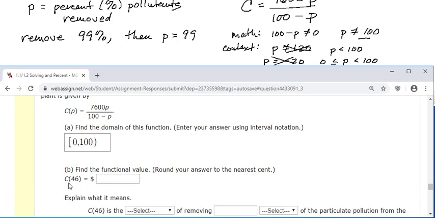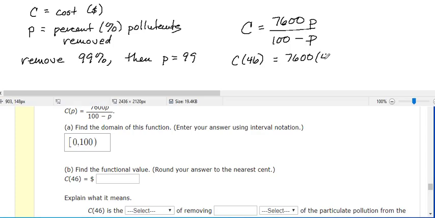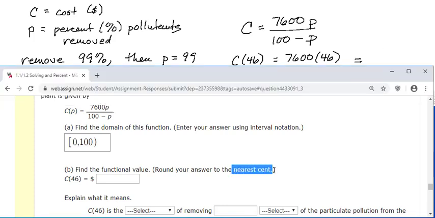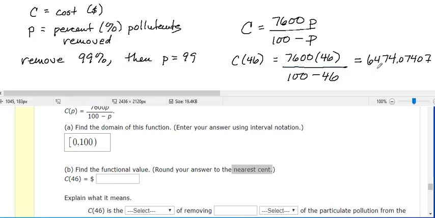Now find the functional value C of 46. We just put 46 in for P over 100 minus 46 and work that out to see what you get, rounding to the nearest penny. So I got 6,474, and then to round to the nearest penny, there's my pennies. The next number after it is less than 5, so I wouldn't round up. I just keep it at 6474.